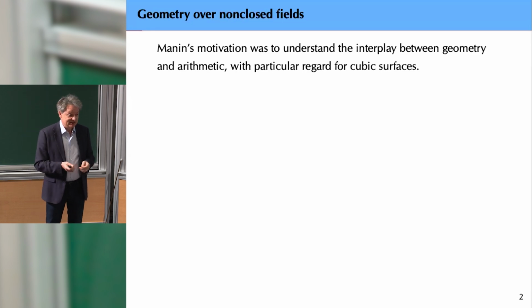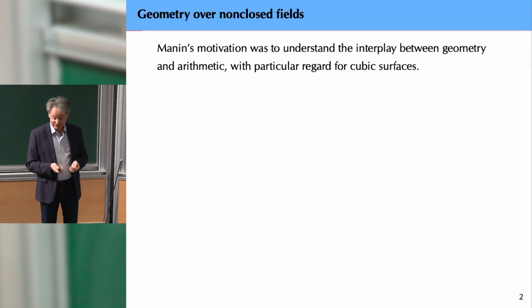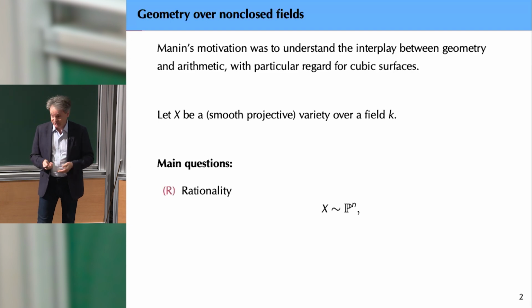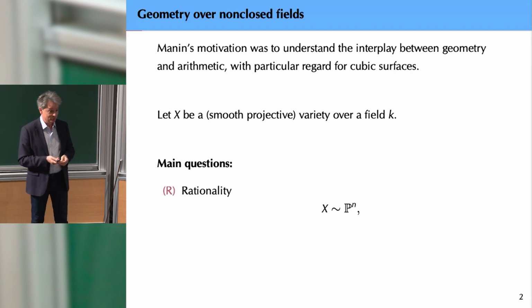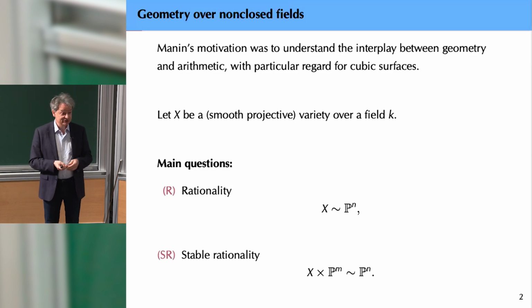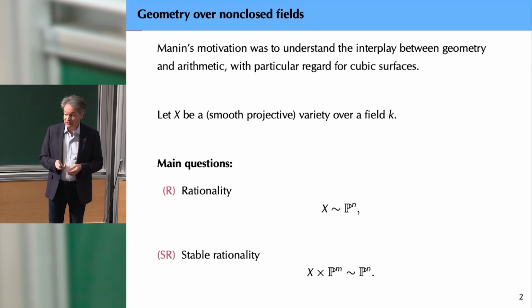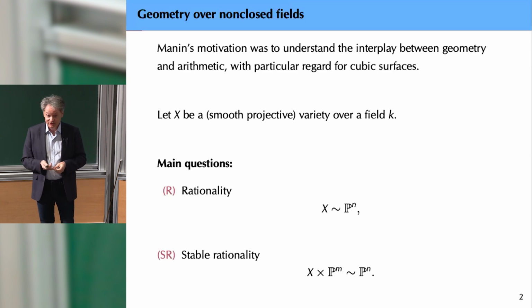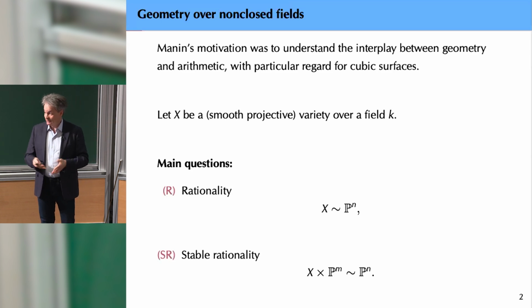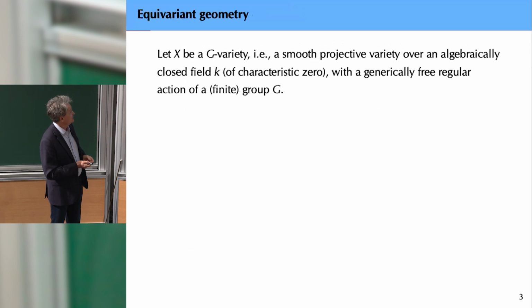And the main question at the time was, well, what can we say about rationality properties of these surfaces over non-closed fields, and so on. So rationality, just as a reminder, is being birational to projective space over the ground field. And stable rationality, an important concept as well in this theory, is you can be non-rational, but become rational after you multiply with projective space. So actually, over the complex numbers, it was pretty hard to come up with such examples, but they do exist.